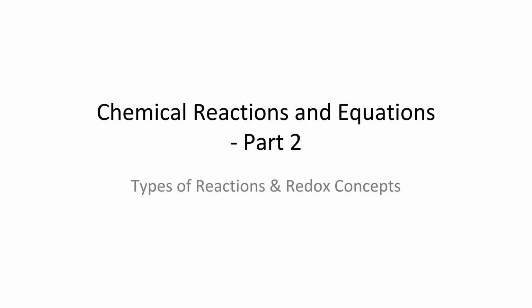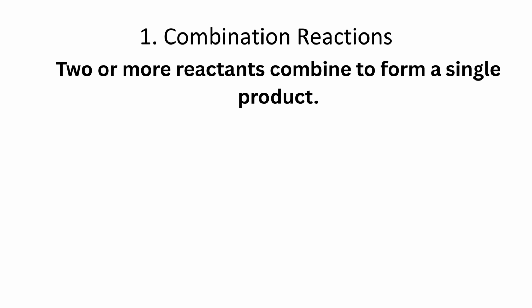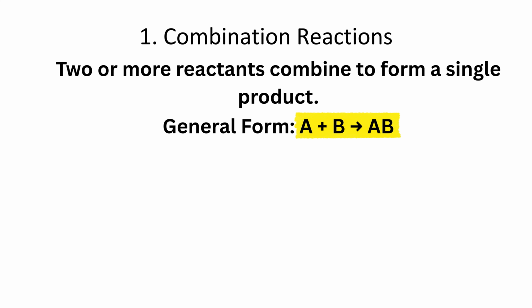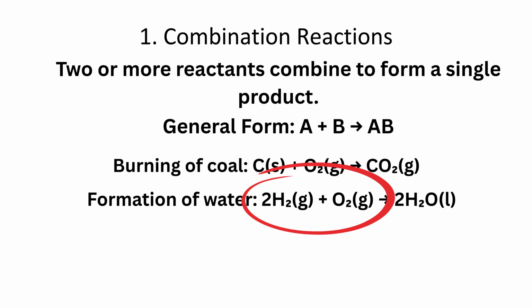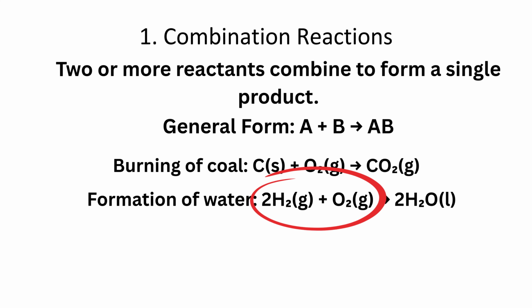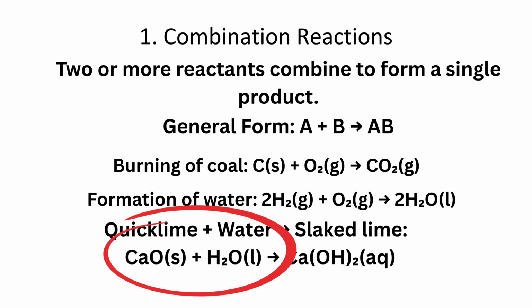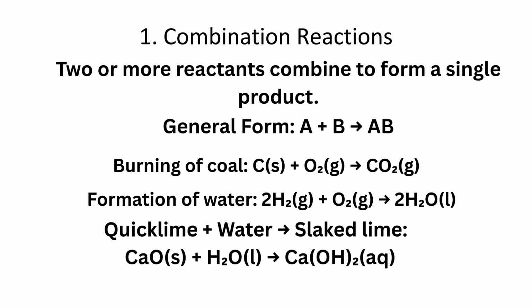So, let's begin. In a combination reaction, two or more reactants combine to form a single product. A combines with B and forms AB. Examples: carbon combines with oxygen to form CO2, hydrogen combines with oxygen to form water, calcium oxide and water combine to produce calcium hydroxide. Such reactions are usually exothermic, they release heat.